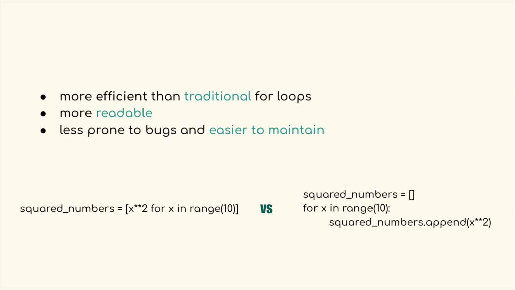As you can see in the example provided, these two bits of code give the same exact output, but the list comprehension only takes one line while the for loop requires you to maintain much more components.